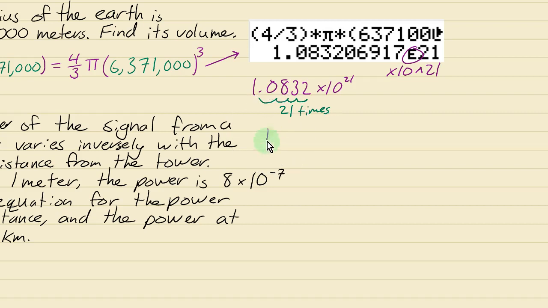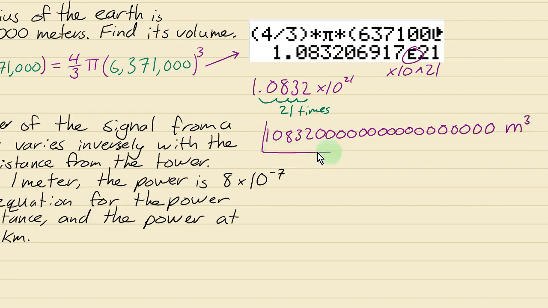let's start, 10832. This right here is what you get after moving it over 4 times. So going 1, 2, 3, 4. And then we need to add zeros for the rest of them. So it's 5, 6, 7, 8, 9, 10, 11, 12, 13, 14, 15, 16, 17, 18, 19, 20, 21 cubic meters. That is the volume of the Earth.